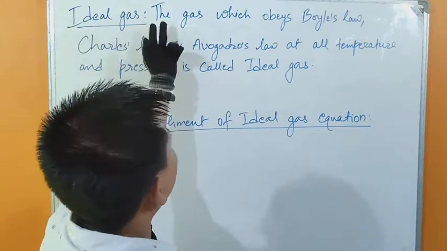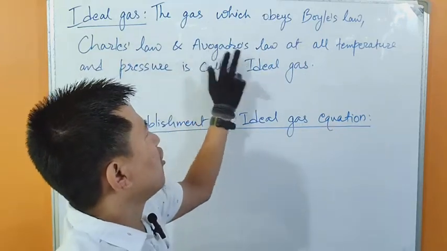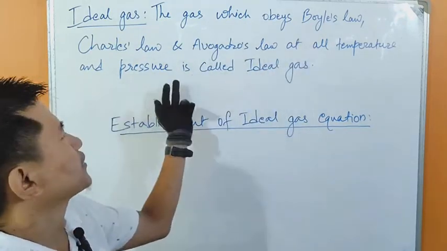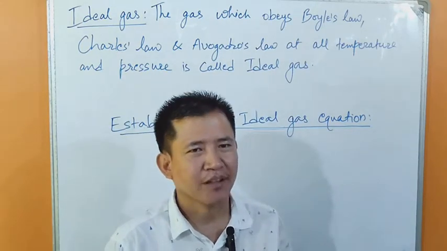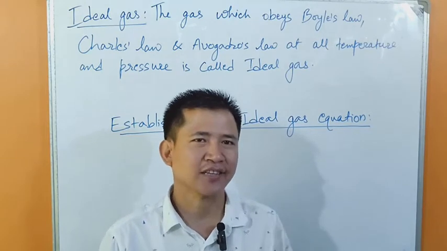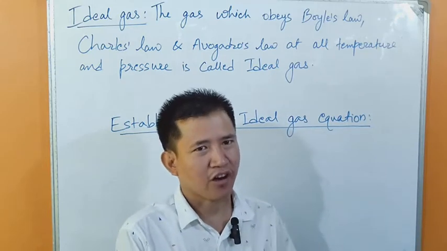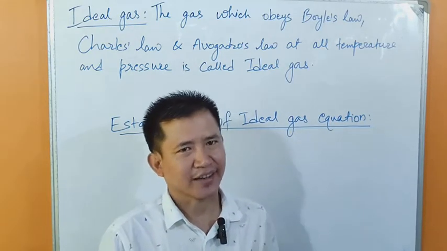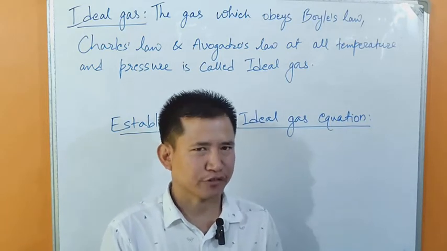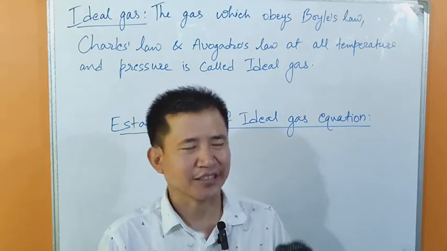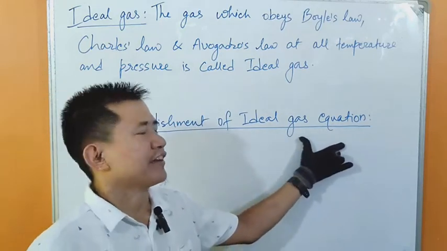Ideal gas: the gas which obeys Boyle's law, Charles' law, and Avogadro's law at all temperature and pressure is called an ideal gas. The definition is very simple. Now let's begin with the main topic, establishment of the ideal gas equation.